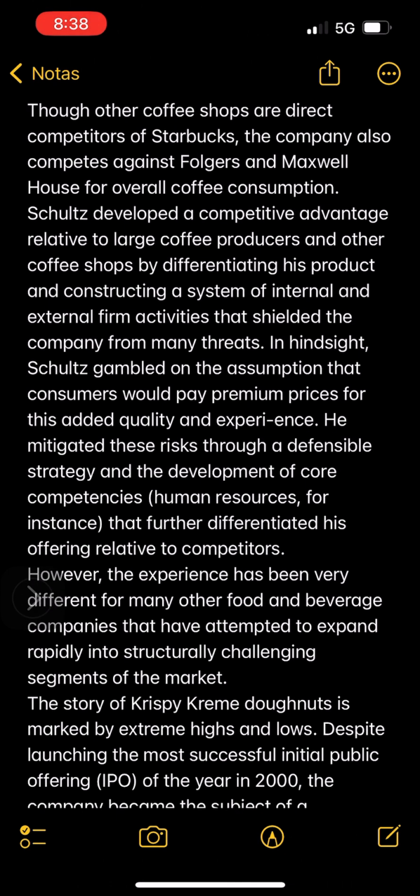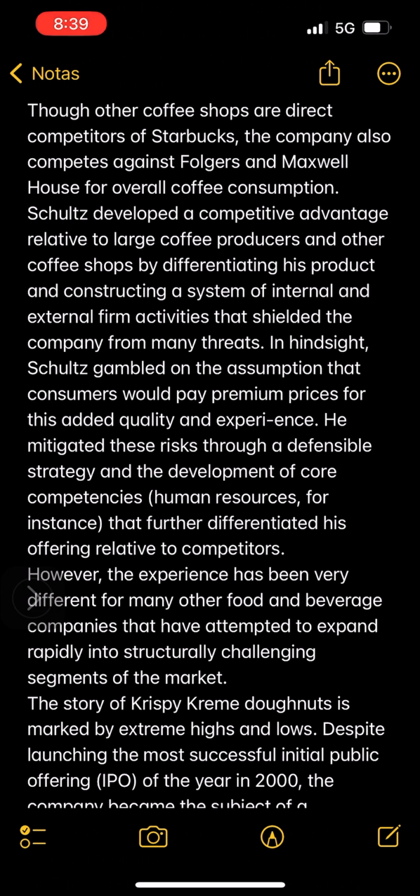Schultz developed a competitive advantage relative to large coffee producers and other coffee shops by differentiating his product and constructing a system of internal and external firm activities that shielded the company from many threats. In hindsight, Schultz gambled on the assumption that consumers would pay premium prices for this added quality and experience. He mitigated these risks through a defensible strategy and the development of core competencies, human resources, for instance, that further differentiated his offering relative to competitors.